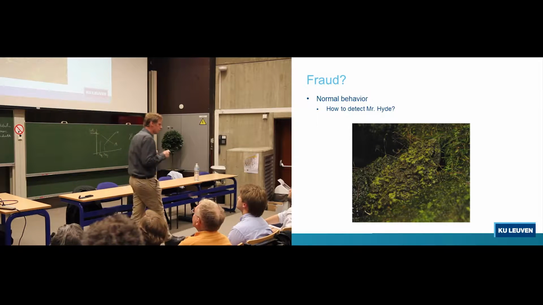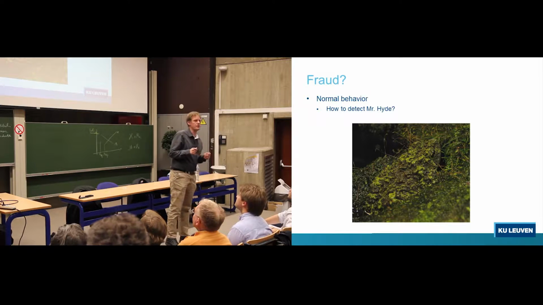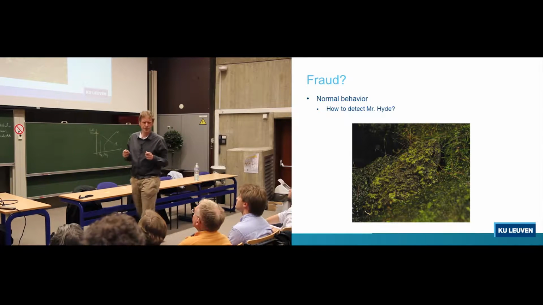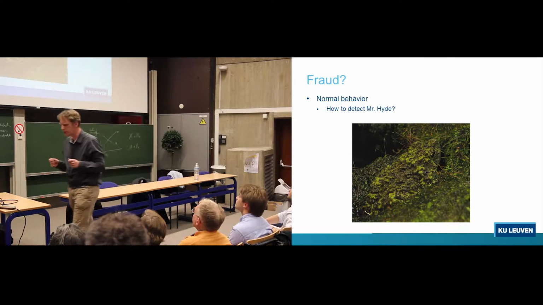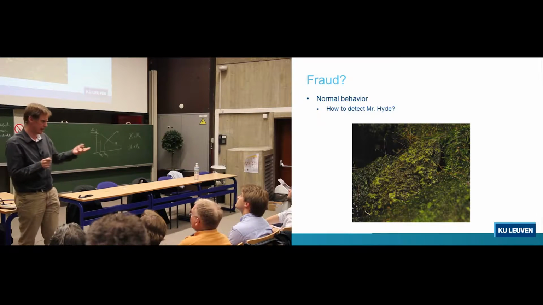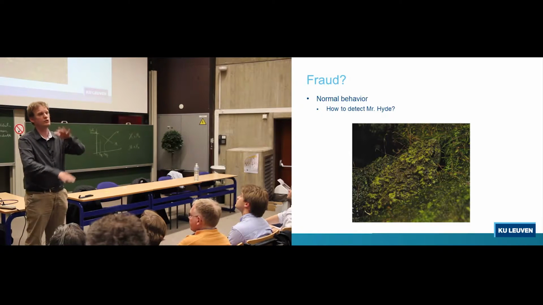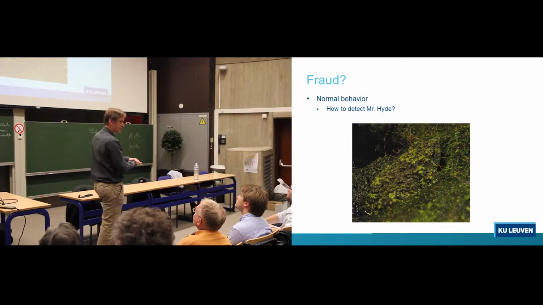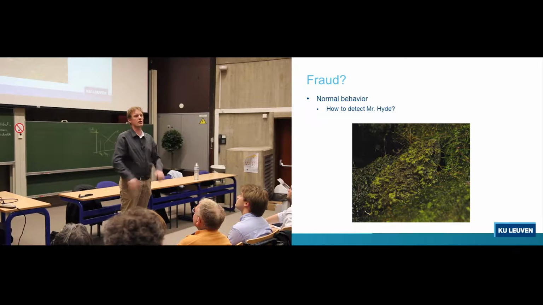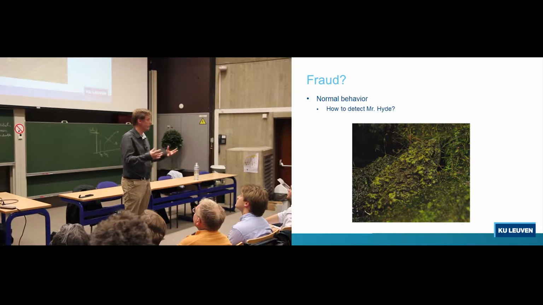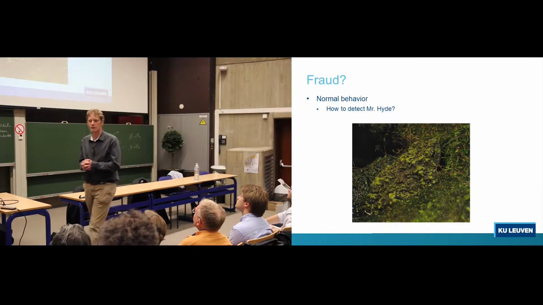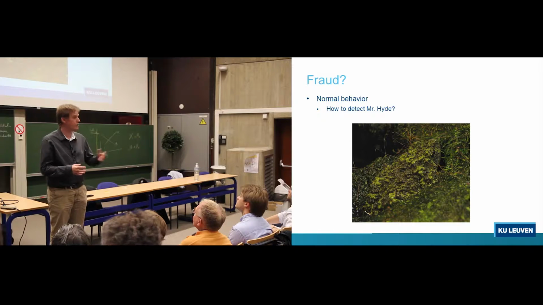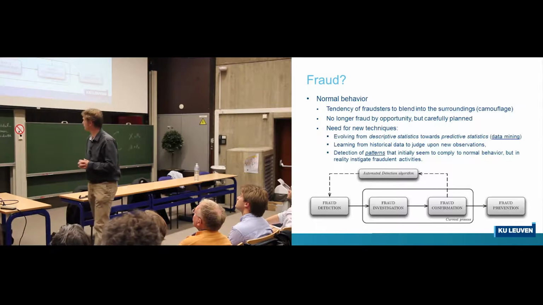One of the key challenges that you have when you do fraud detection is that you want to detect Mr. Hyde. And Mr. Hyde is a person that acts like a bandit, which is actually the fraudster, and that tries to blend into his environment as smoothly as possible. Because if Mr. Hyde can remain unnoticed for quite a substantial amount of time, then he can do a lot of interesting stuff and actually fraudulent transactions.